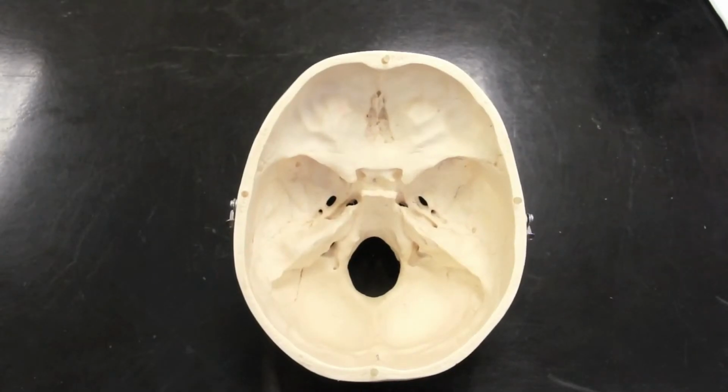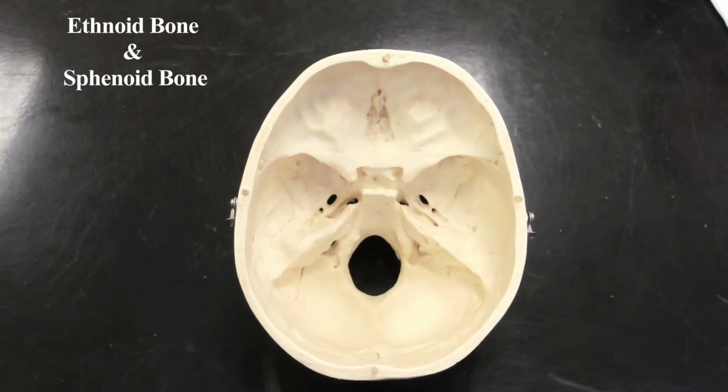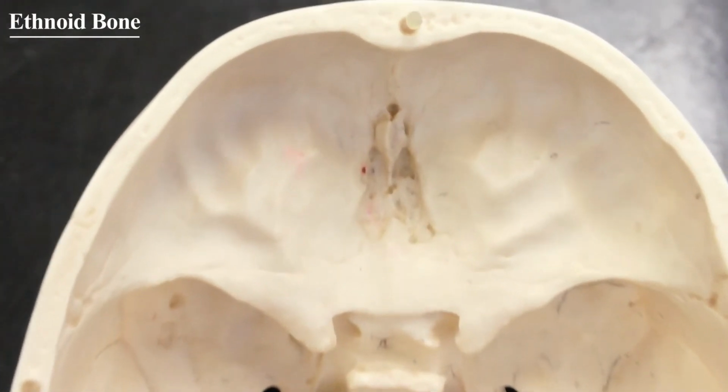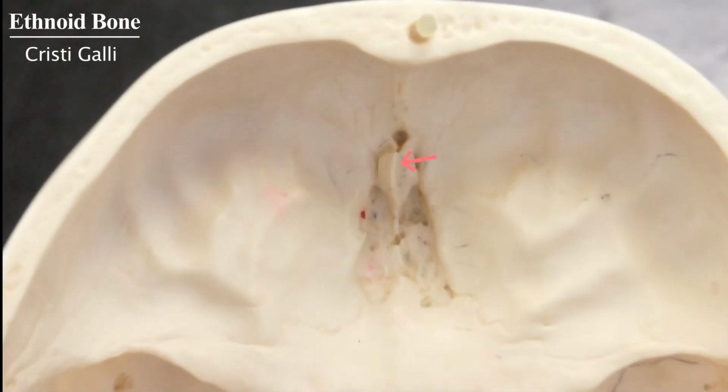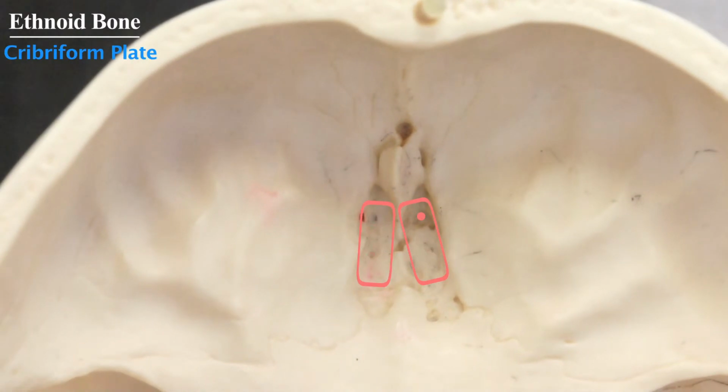Now let's take a look at the deep view of the skull. We will look at the ethmoid bone and sphenoid bone. On the ethmoid bone, we have the crista galli, which is the tiny ridge projecting upward, cribriform plate, which is this flat surface. On the cribriform plate, you find these tiny holes called the olfactory foramina. Foramen means hole. These tiny holes are for smelling odor molecules.